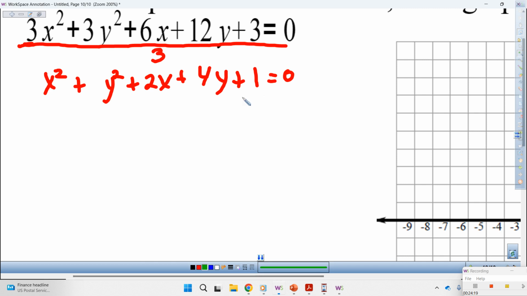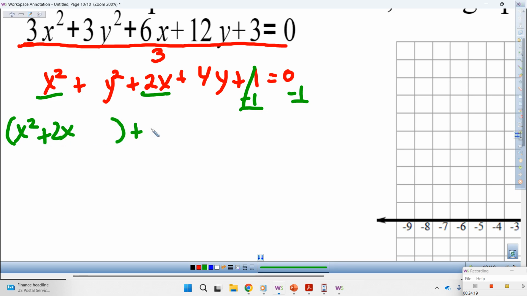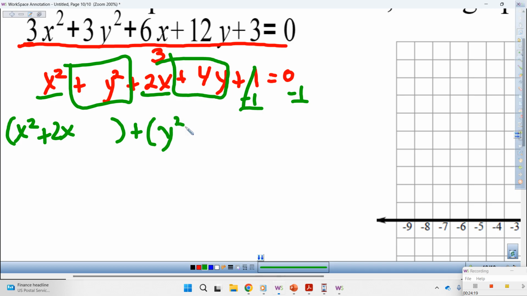Pass on one? Gabriel, what do I do next? Get rid of the constant, so minus 1 to each side. We end up with x squared, remember we group them, plus 2x, leave an empty space, plus y squared and the 4y in another parentheses, empty space, and all that equal to negative 1.